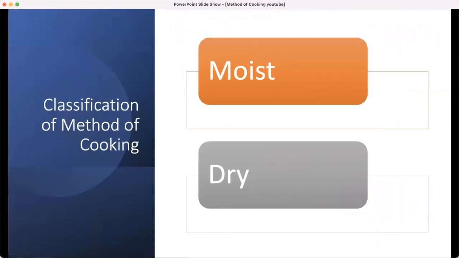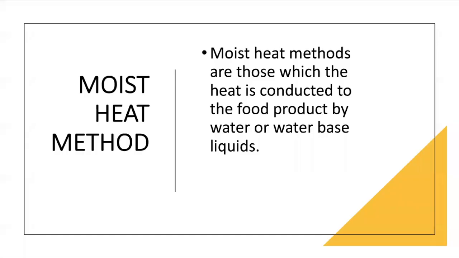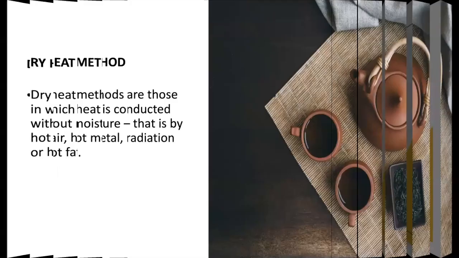So before I go deeper in frying, of course, let us talk about classification of cooking method. So cooking comes in 2 classifications. We have moist heat method and we also have dry heat method. All right, so let's just talk about moist heat method. So moist heat methods are those in which the heat is conducted to the food product by water or water-based liquid. So anything that has to do with water or water-based, all right?